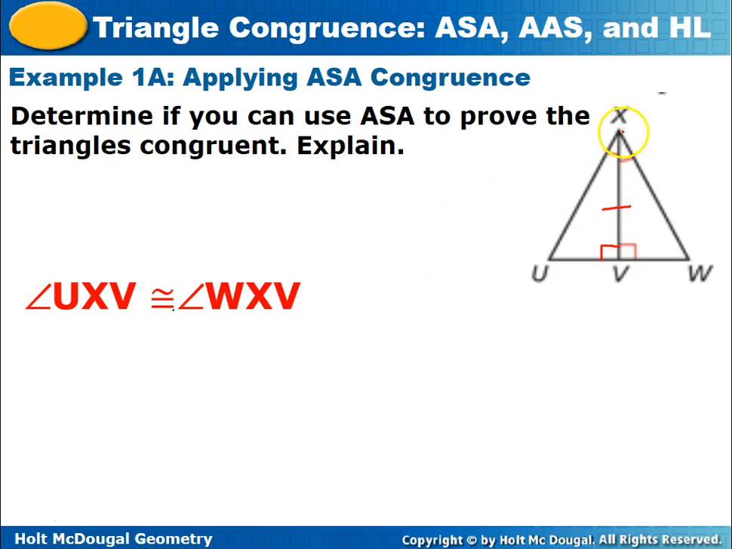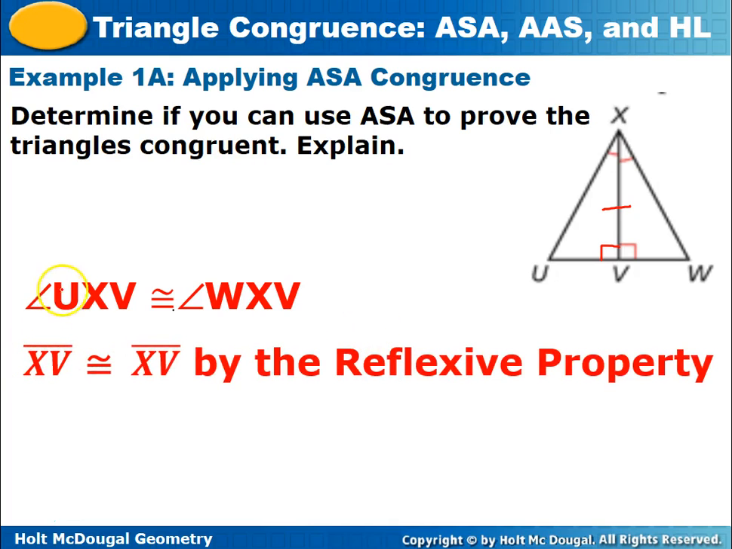The next thing we're going to talk about is this side, XV. And notice when we move across this triangle, we move across XV the same way, whether we're doing UXV or WXV. We move down with both of them. So we're going to say XV is congruent to XV by the reflexive property, because we have the same thing on both sides of the congruent sign.